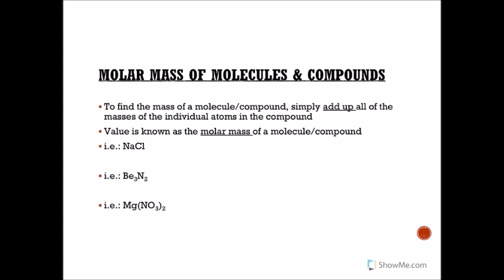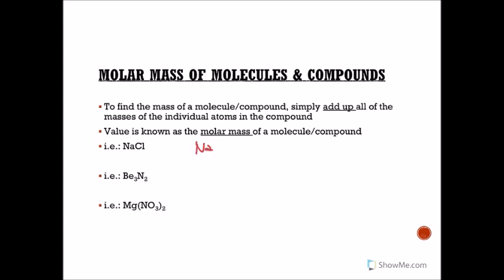We can also find the molar mass of a molecule or compound by adding up all of the masses of the individual atoms in the compound. This value is known as the molar mass of a molecule or a compound. For example, we have sodium chloride, and we would look both elements up on our periodic table and add them together. I often like to write these out a little bit differently. I find it the easiest.